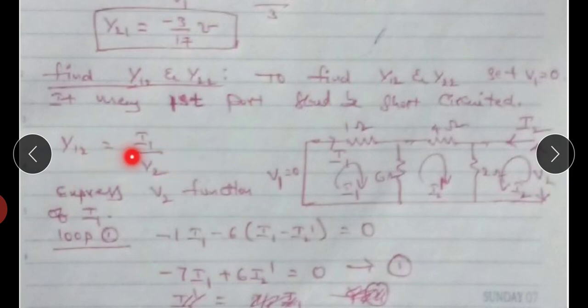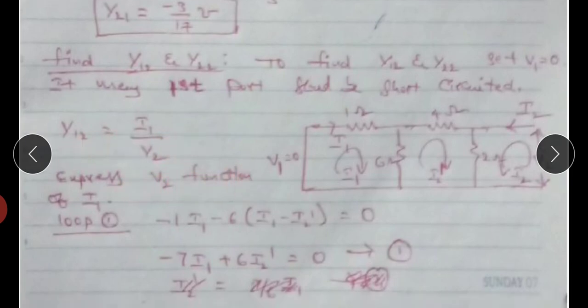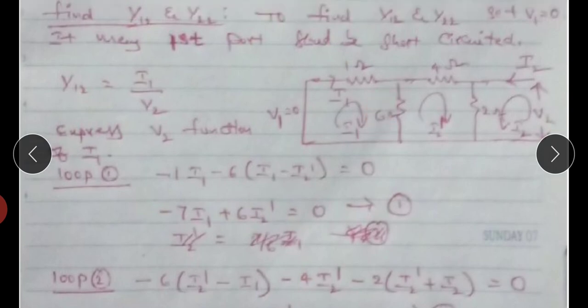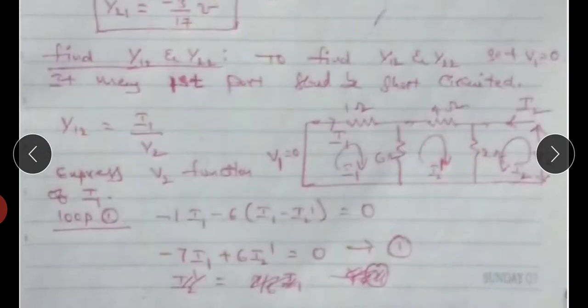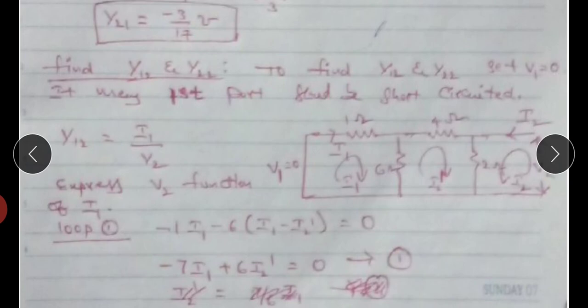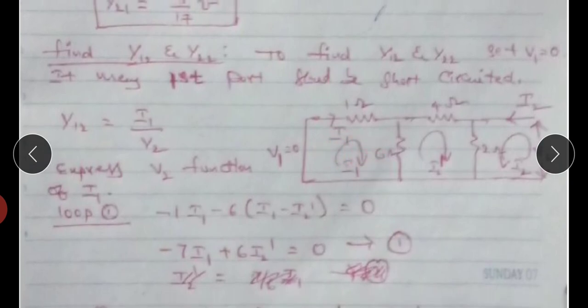So to find y12, express v2 as a function of I1. So write loop equations. Here the number of loops equals 3. So first loop current I1, second loop current equals I2 dash. Assume the second loop direction is clockwise. So next, third loop current equals I2. The third loop current direction is anti-clockwise, and the first loop current direction is clockwise.